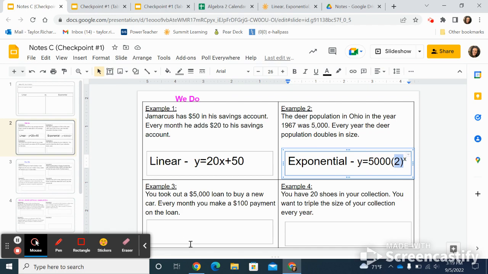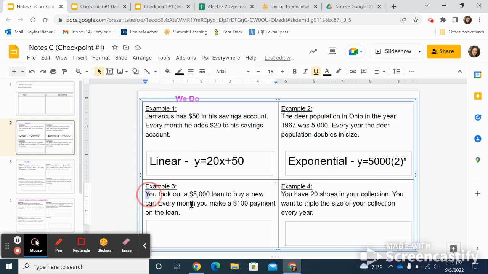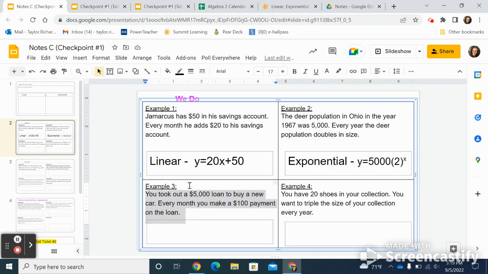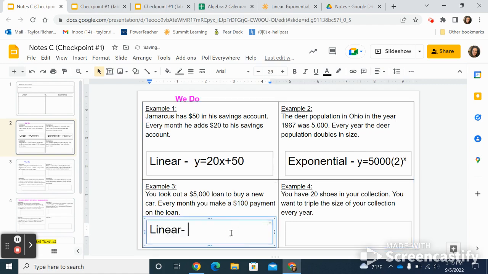Okay? Let's keep going. Example 3, you took out a $5,000 loan to buy a new car. Every month you make a $100 payment on the loan. Ask yourself again, linear, exponential. I'm seeing the same thing happening every time. You're making that $100 payment. You're not making 100 and then 1,000, then 10,000. No, it's 100. So it's going to be linear, same every time. My equation is y equals mx plus b. My b is my starting value, which my starting loan was 5,000. So I'm going to change that.